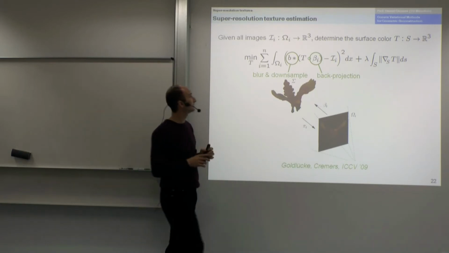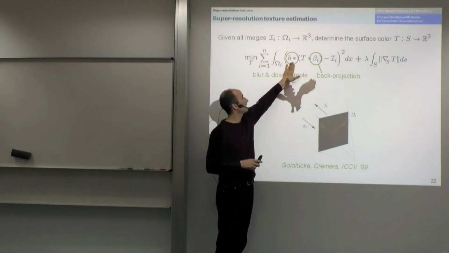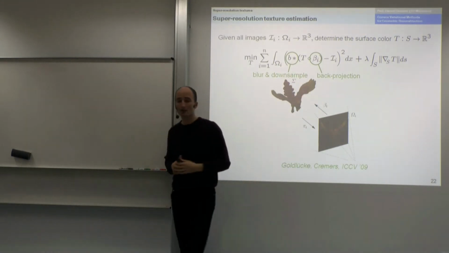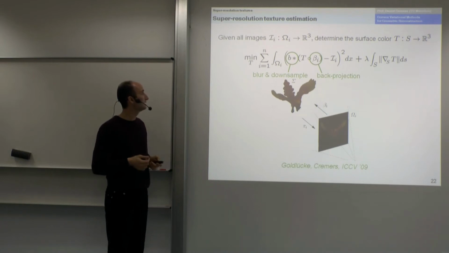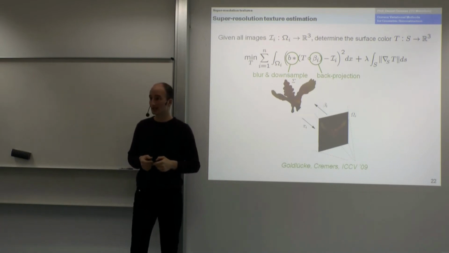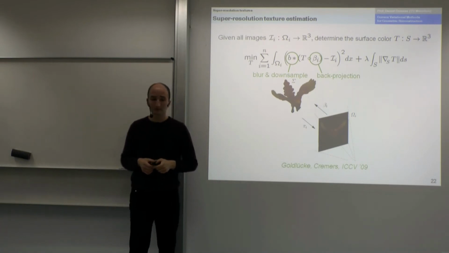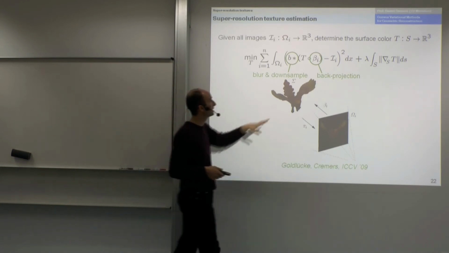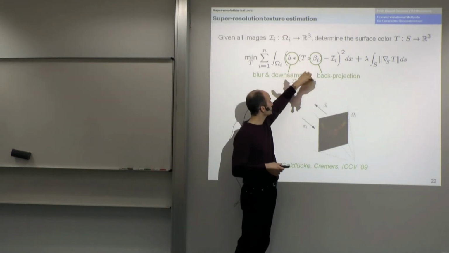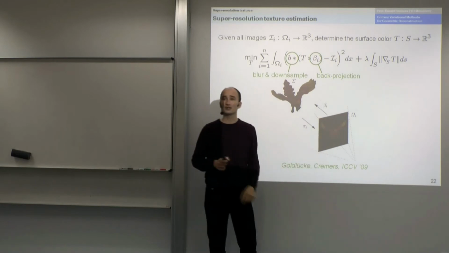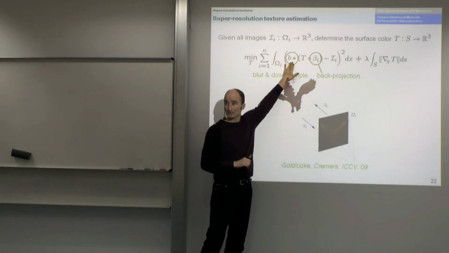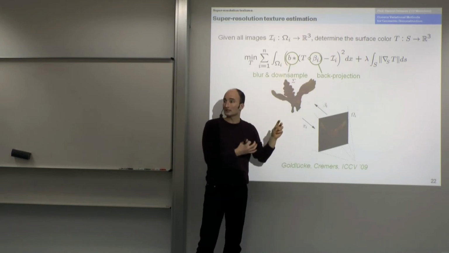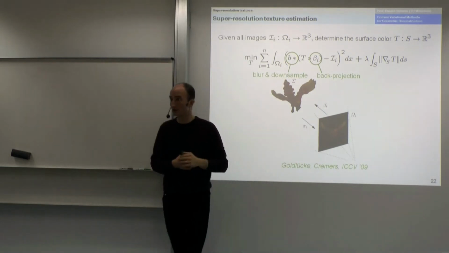But now note there is one additional component, and that's this one. It's an operator, a linear operator that I called little b, that models the blurring and the downsampling. And so this is crucial here. I'm not saying the color on the surface should be the same as in the image. I'm saying the color on the surface, once I blur and downsample it, because that's what a digital camera does to the real world.